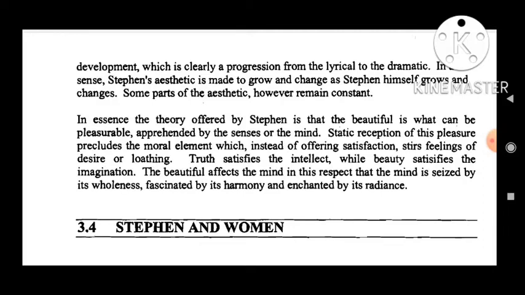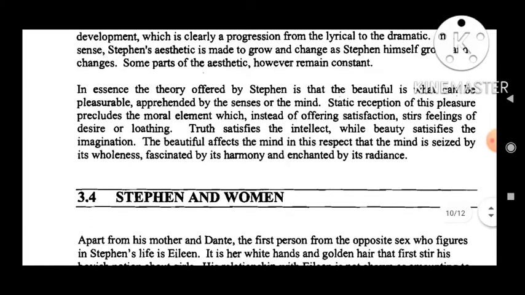In essence, the theory offered by Stephen is that the beautiful is what can be pleasurably apprehended by the senses or the mind. Static reception of this pleasure precludes the moral element which, instead of offering satisfaction, stirs feelings of desire or loathing. Truth satisfies the intellect while beauty satisfies the imagination. The beautiful affects the mind in this respect, that the mind is seized by its wholeness, fascinated by its harmony and enchanted by its radiance.